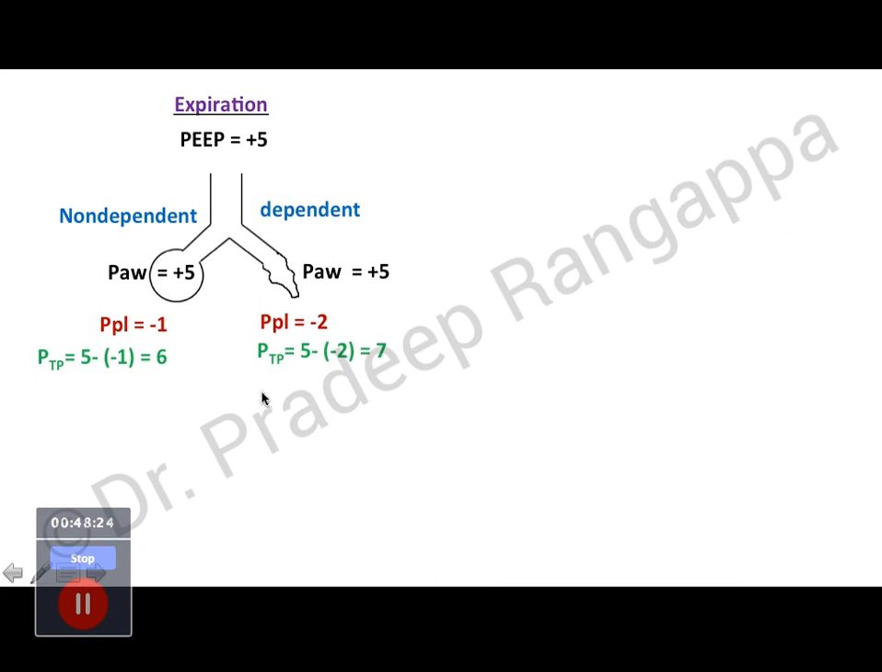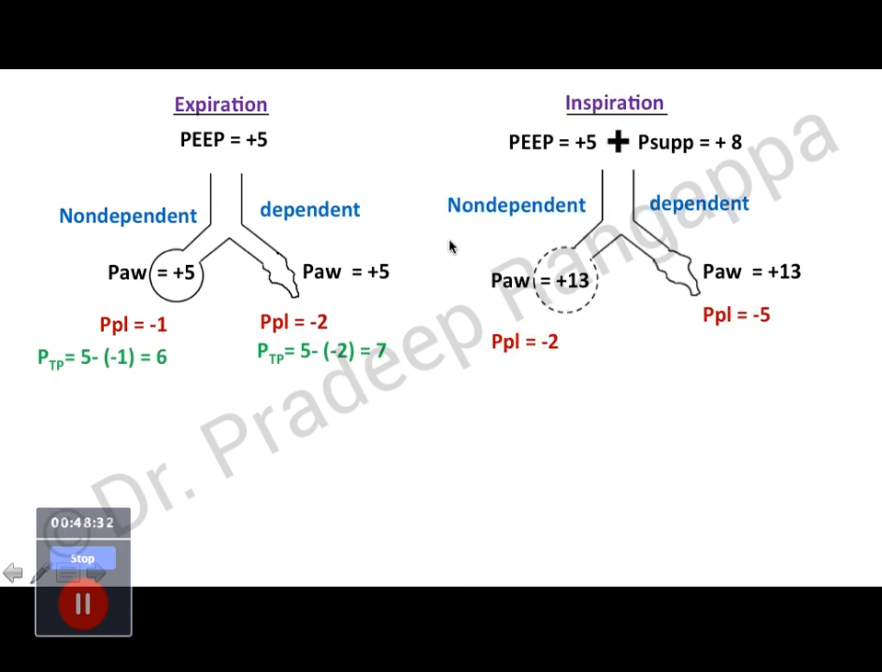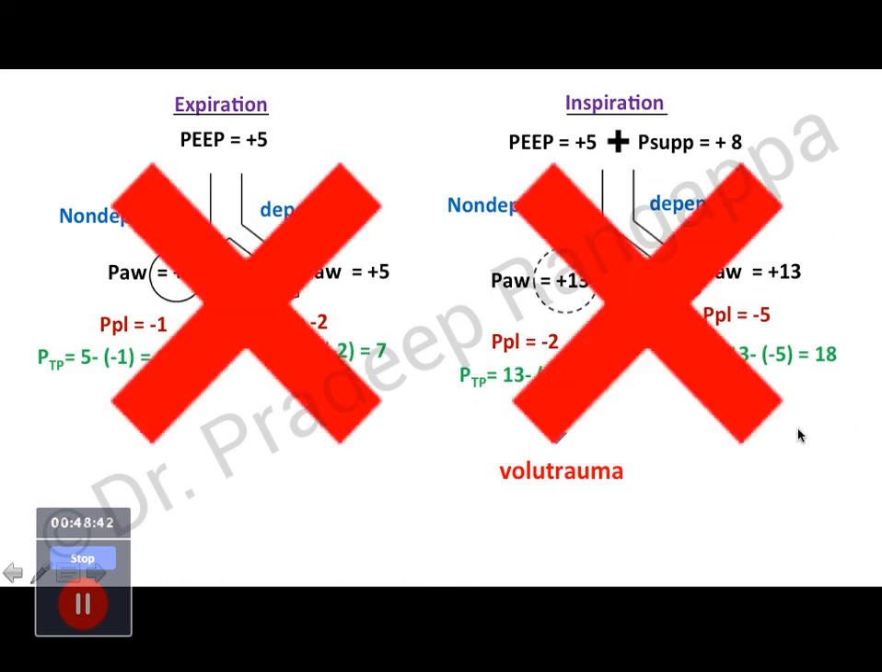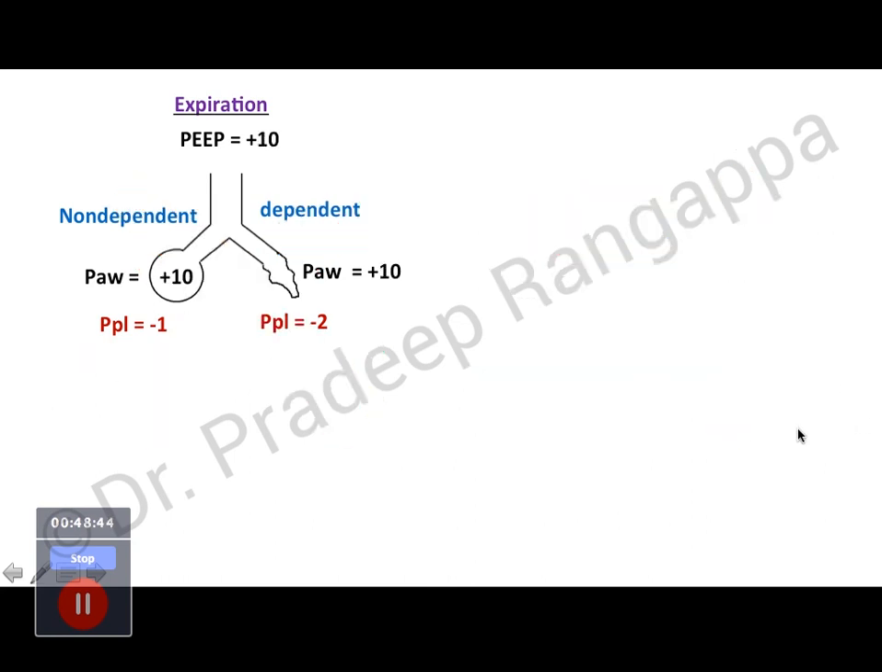So this is the collapsed alveoli. You put a PEEP of 5 and the pleural pressure is 2, it becomes 7. So in inspiration we put a pressure support. So your transpulmonary pressure becomes 15 and your transpulmonary pressure in the dependent part becomes 18. And this 15 here leads to volutrauma. So we do not want this. This really does not help in getting our patients better.